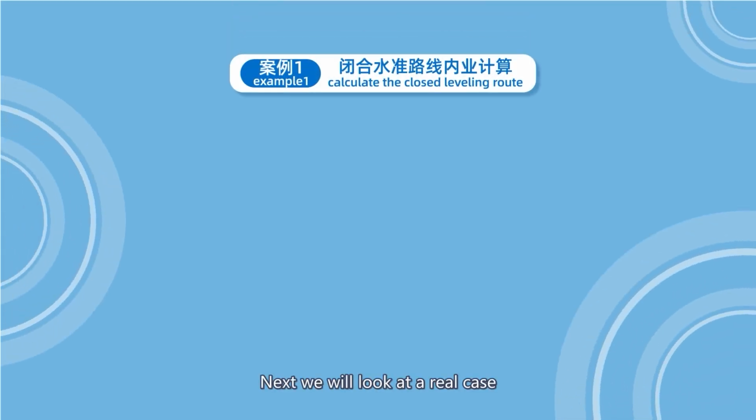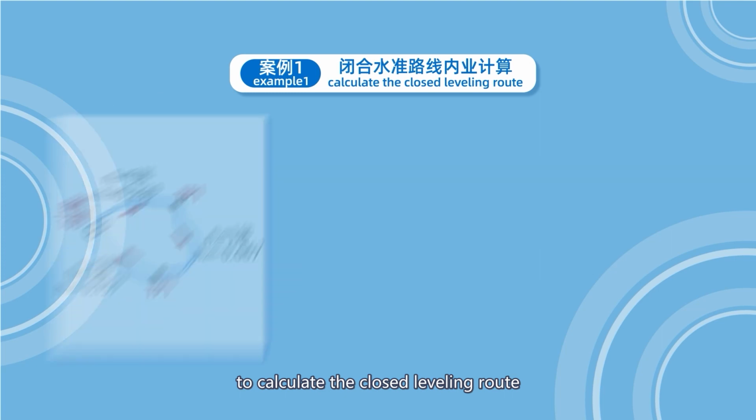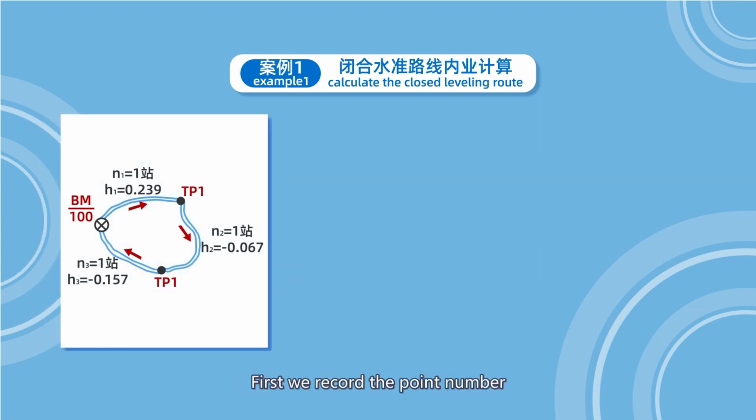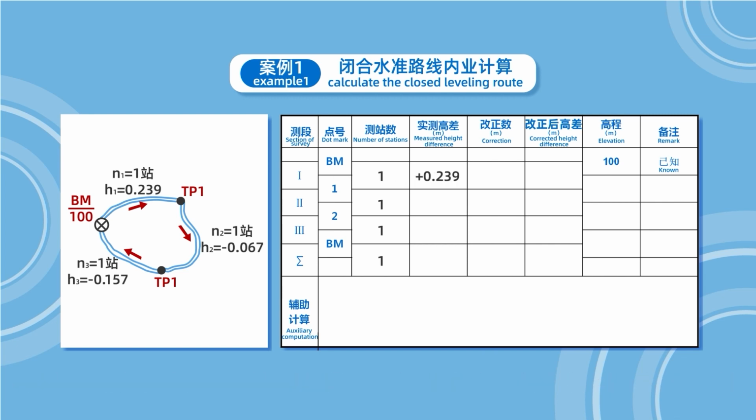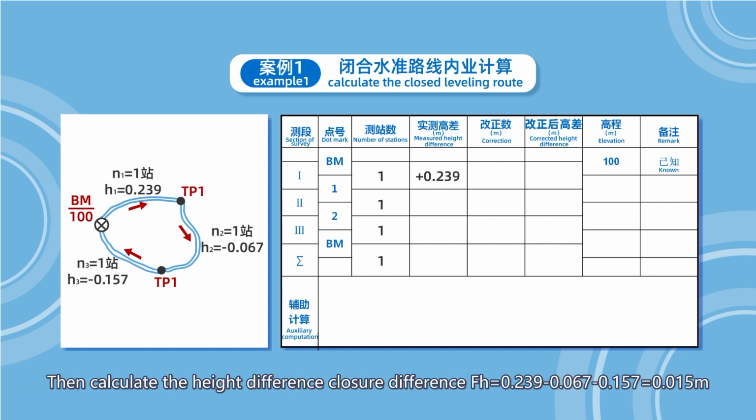Next we will look at a real case, to calculate the closed leveling route. First we record the point number and 3 sections of measured height difference: h1 equals 0.239, h2 equals -0.067, h3 equals -0.157 in our table. Then calculate the height difference closure difference.